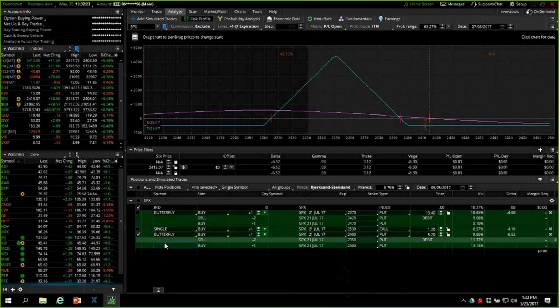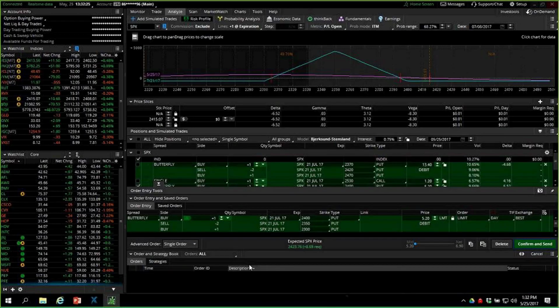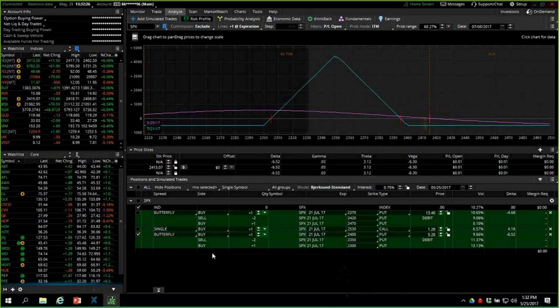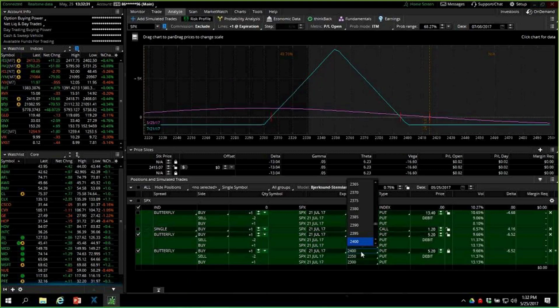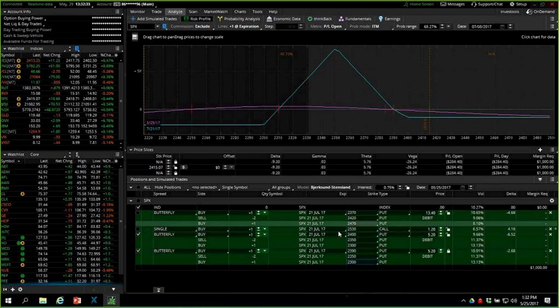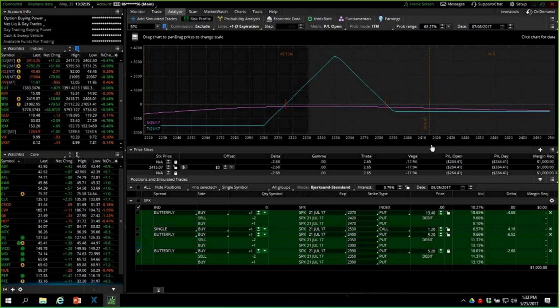And the last thing I'll say is road trip. I don't want to make an order. I want to make another one. Road trip simply creates a broken wing butterfly by making the top strike be closer to the shorts than the bottom strike. That's all it is. It's still out of the money when we start it, but now you notice that the top wing is higher than the bottom wing, and that's what defines the word broken wing butterfly.